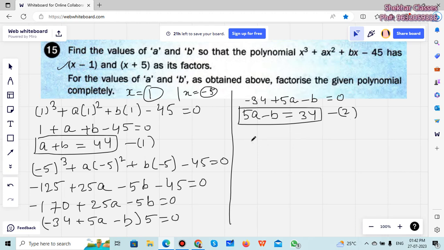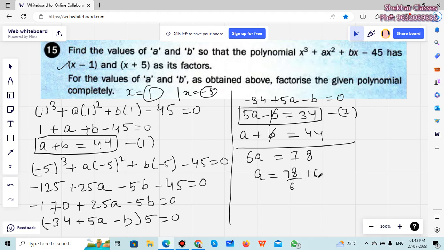Solve these two equations simultaneously. So let's put it here. What do we have? a plus b is equal to 44 and 5a minus b is equal to 34. When I solve it, what happens? Add the two equations. Minus b and plus b will get cancelled. 6a is equal to 78. So a is equal to 78 by 6, so a is equal to 13.